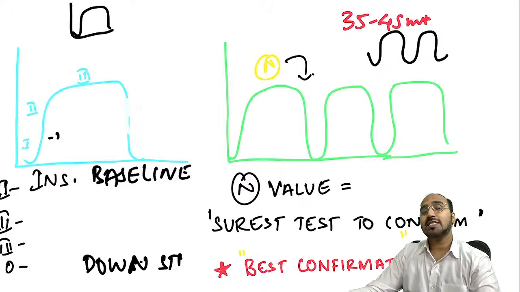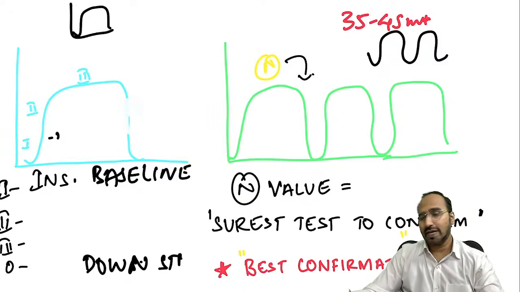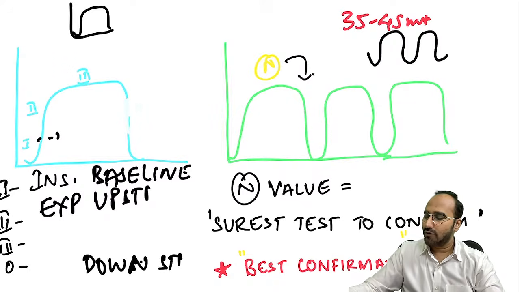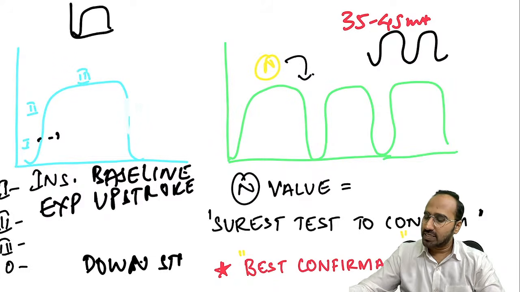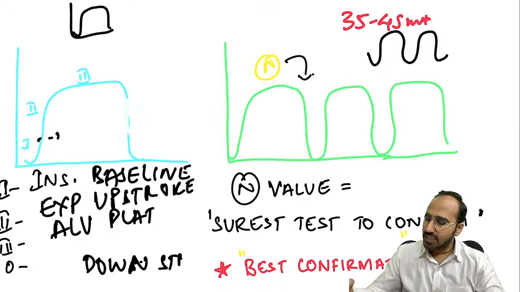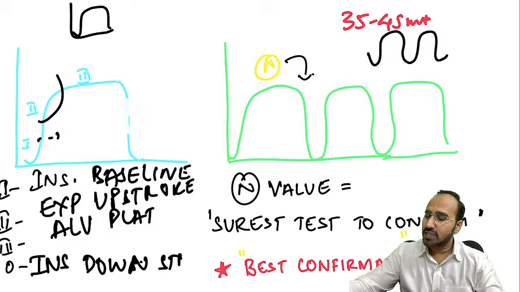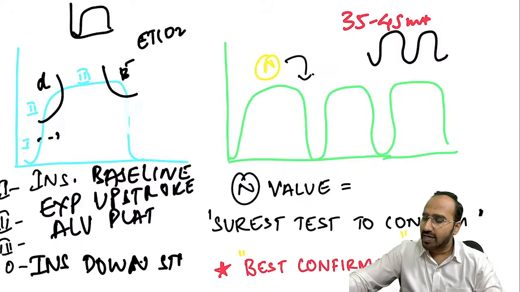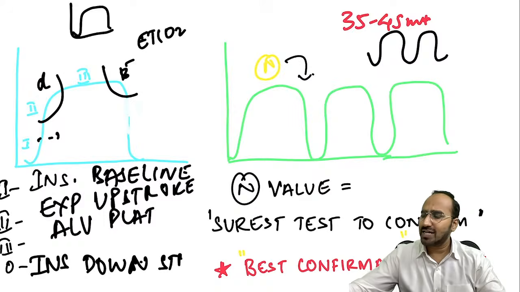This capnograph wave is divided into 4 phases: 1, 2, 3 and 0. Phase 1 is called what, of the capnograph? Inspiratory baseline. Phase 2 is called expiratory upstroke. Very, very important, guys. Phase 3 of the capnograph is called alveolar plateau, and phase 0 is called inspiratory downstroke. Between phase 2 and phase 3 there is an angle called alpha. Between phase 3 and phase 0 there is an angle called beta. The normal capnograph reading, ETCO2, is 35 to 45.